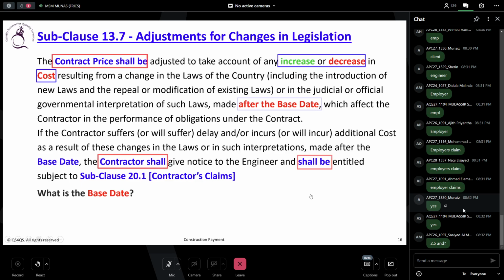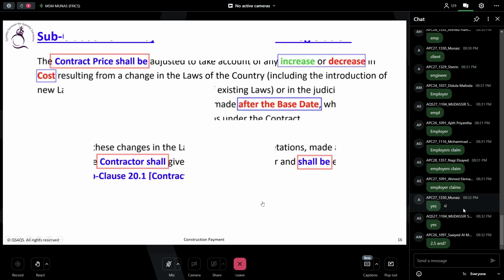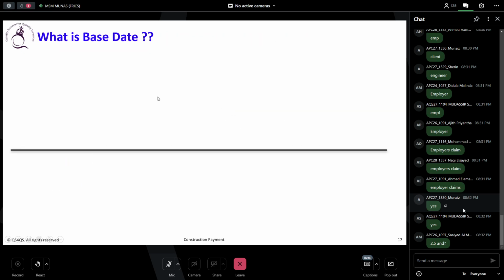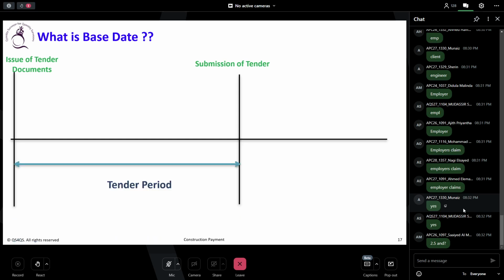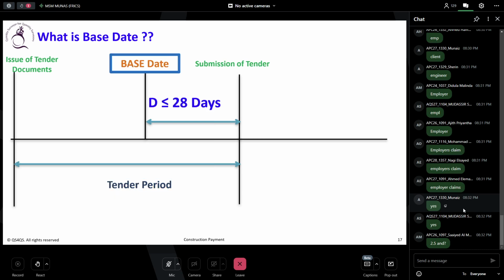Now, base date we already discussed, so I will just give some more idea about that one. When you issue the tender document, you have the submission of the tender document, that is called the tendering period. So what does the base date mean? The date 28 days prior to the tender submission. That is called the base date. So it is just for information.